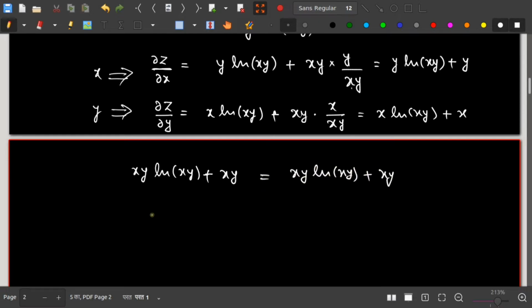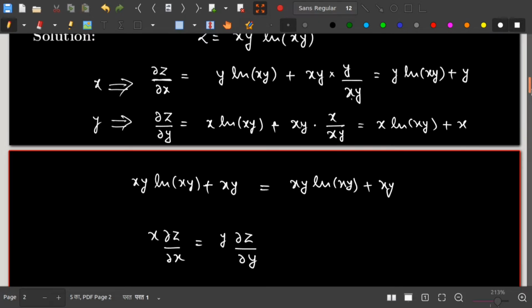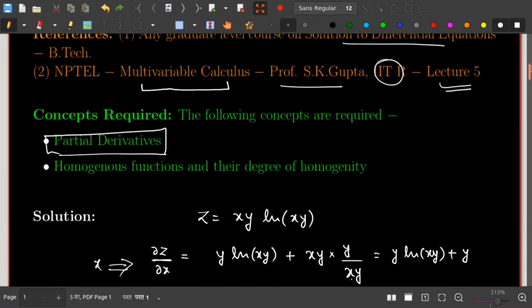Therefore I can say that since I multiplied the first expression with x, I can write it as x dou z by dou x equals y times dou z by dou y, since I multiplied the second by y. So if you go by the options, this is the first option given in the list of options.